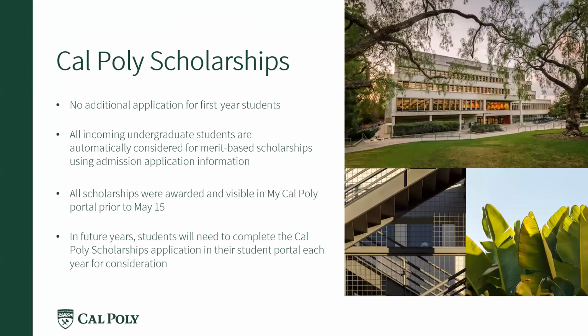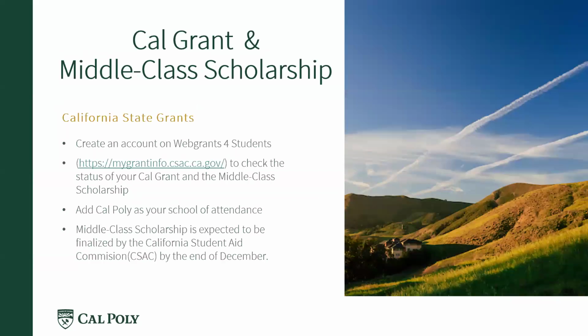For Cal Poly scholarships, there is no additional application for first-year students. All incoming undergraduate students are automatically considered for merit-based scholarships using admission application information. All scholarships were awarded and visible in the My Cal Poly portal prior to May 15th. As continuing students in future years, students will need to complete the Cal Poly scholarships application in their student portal each year for consideration.